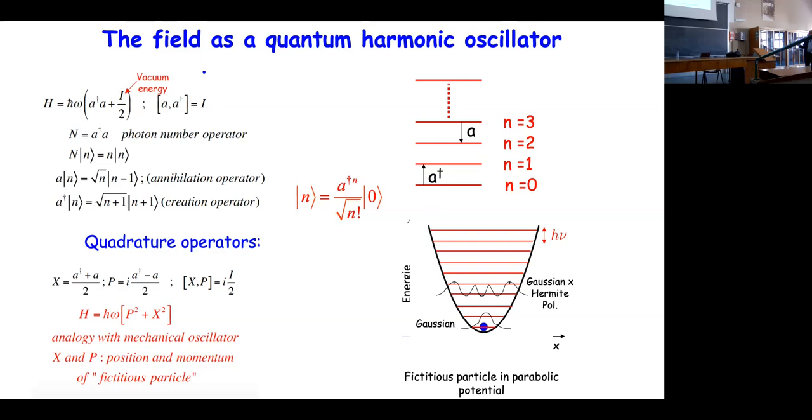If you apply a dagger to the nth power to 0, you get something which is proportional to n. But of course, since each time that you climb, you multiply by square root of 1, square root of 2, and so on, you have to divide by square root of n factorial to normalize your state. So this formula gives you the connection between the 0 and the n state. To get the n state, you just have to apply n times the creation operator.